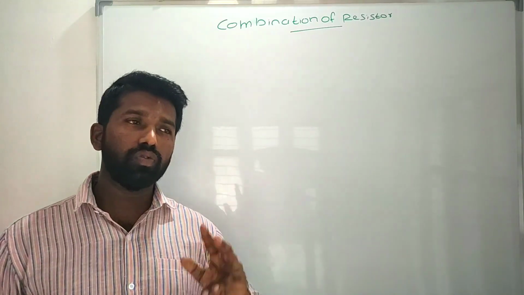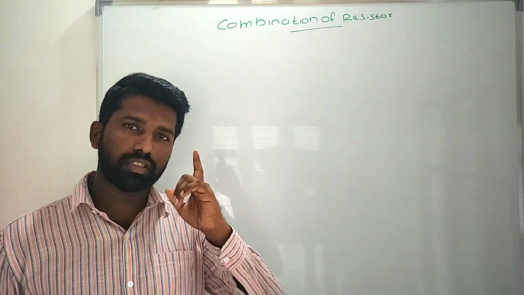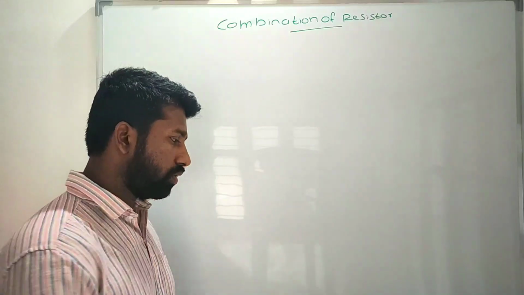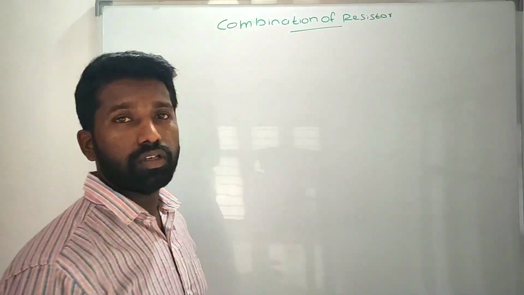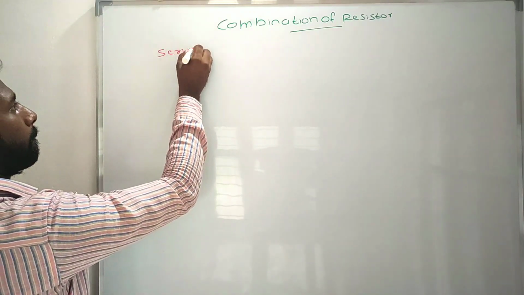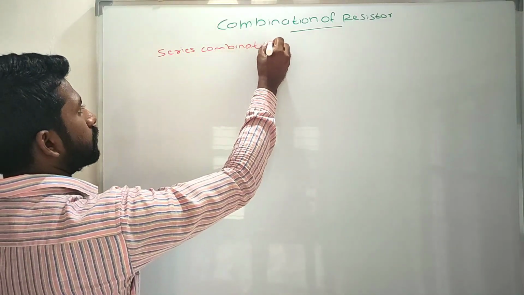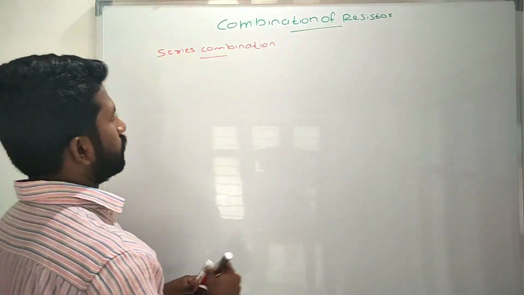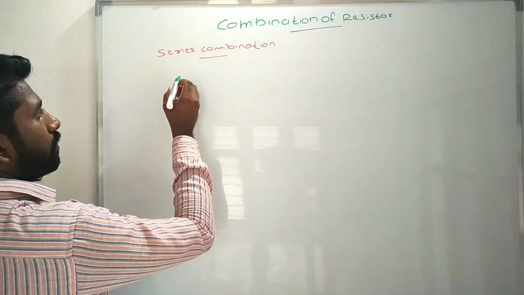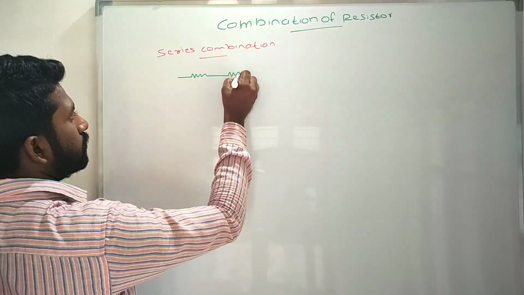Normally there are two ways we can combine resistors. One is series combination and another is parallel combination. First we will see the series combination of resistors. Series combination. In a series combination, one resistor's end is connected to the other resistor's end.